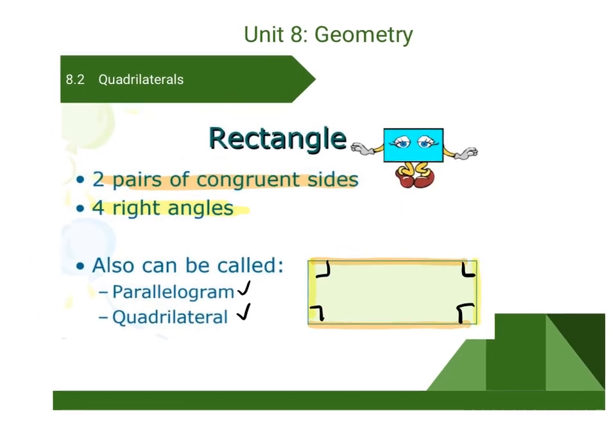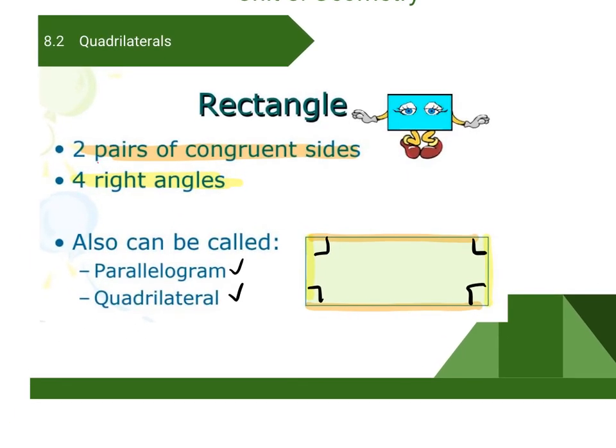A rectangle here has 2 pairs of congruent sides and 4 right angles here. So it's very similar to our parallelogram, right? Except the angles are different. There are right angles here in the corners.